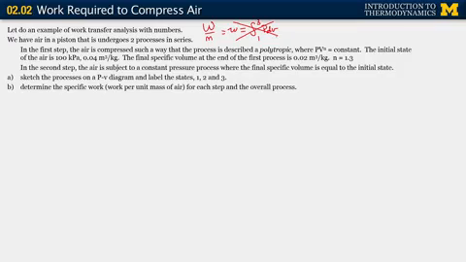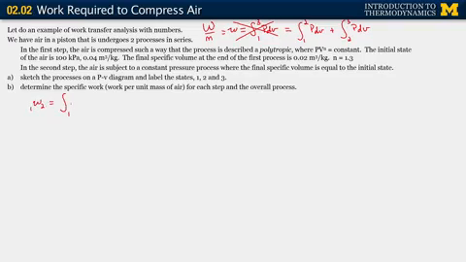This is a 2-step process. Work transfer is path dependent. So in reality, the total work is given by the sum of the contribution from the 2 steps. So from 1 to 2, and from 2 to 3, we sum the expansion and compression work transfer contributions. Okay, so let's look at each of these steps one at a time. So we'll start with the work transfer from 1 to 2.